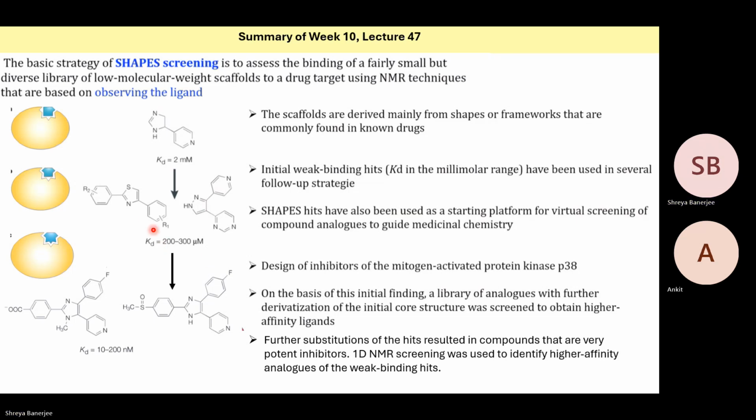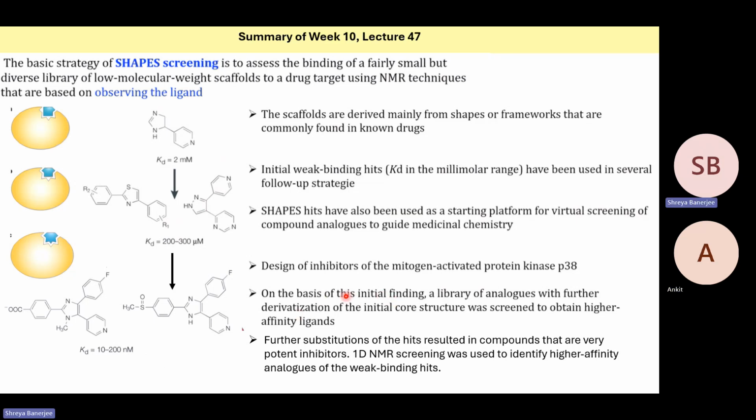Then we again try to improve the binding by adding another benzene ring to this site of the molecule or to this site of the molecule, and we replace sulfur by nitrogen. So different kinds of modifications are done in this way, and we get a third set of molecules which is improving from micromolar to nanomolar.